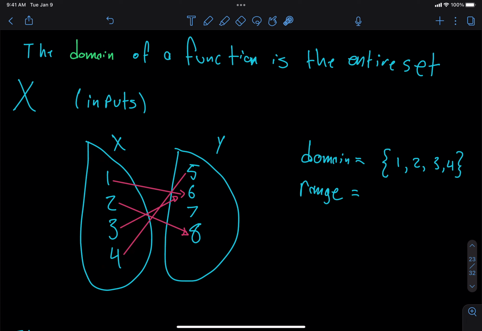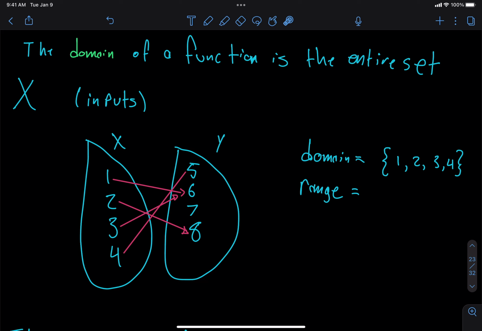Sometimes the domain will be specified. In this case, the domain is specified in the problem. We'll talk later about what to do when the domain needs to be inferred by you. Okay, so that's the domain.